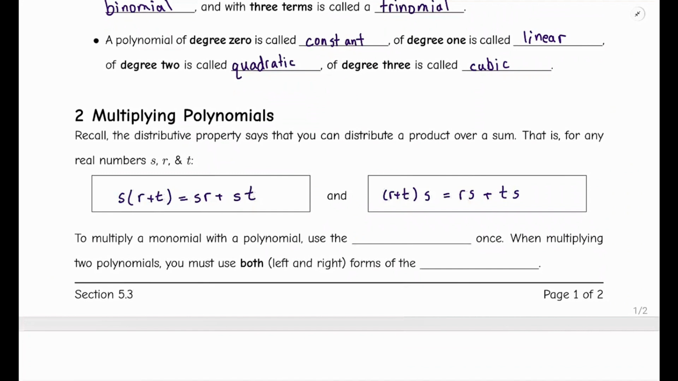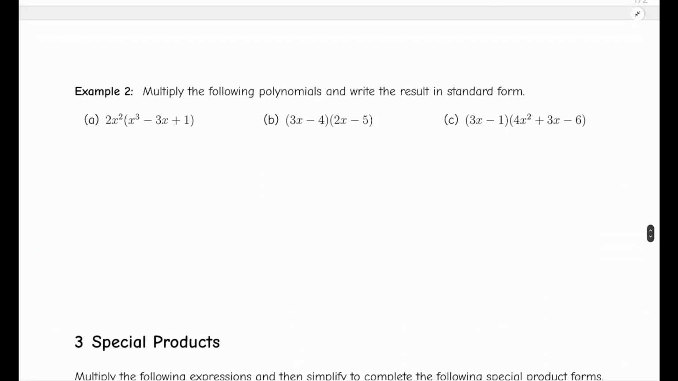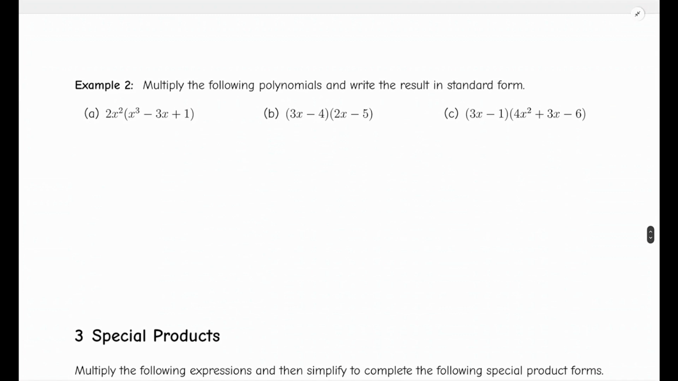To multiply a monomial with a polynomial, you use the distributive property once. When multiplying two polynomials, you must use both left and right forms of the distributive property. Example 2. Multiply the following polynomials and write the result in standard form.